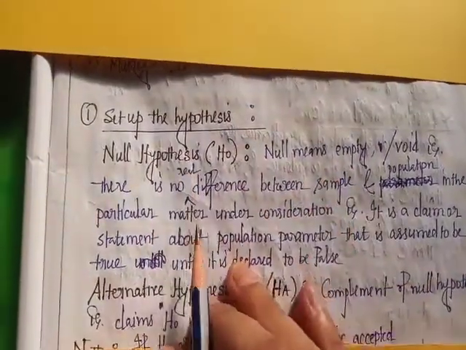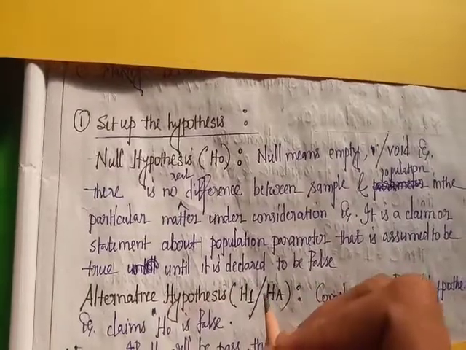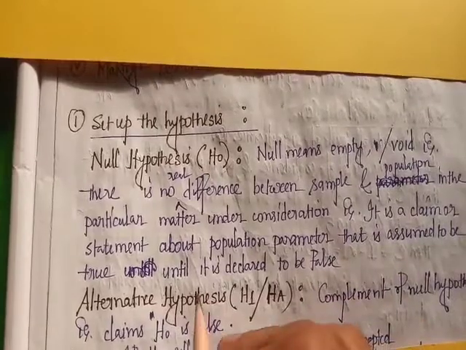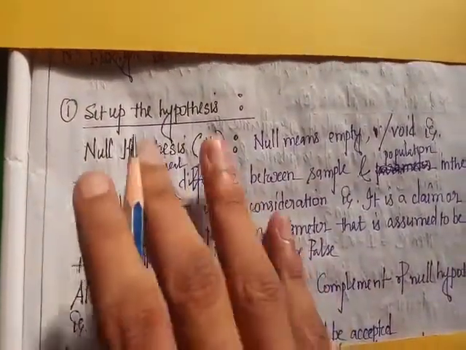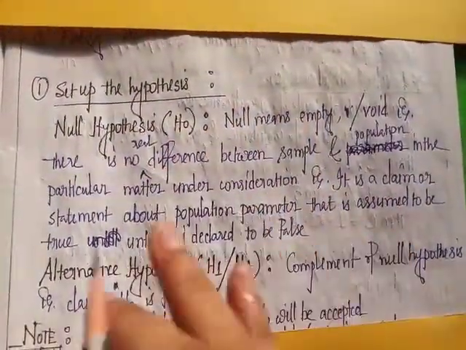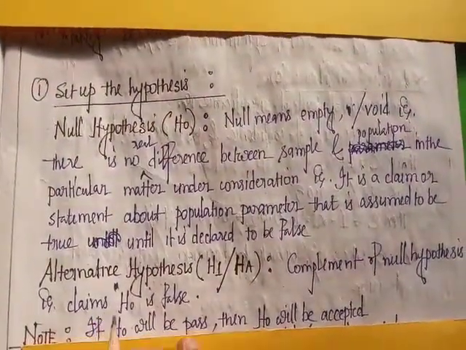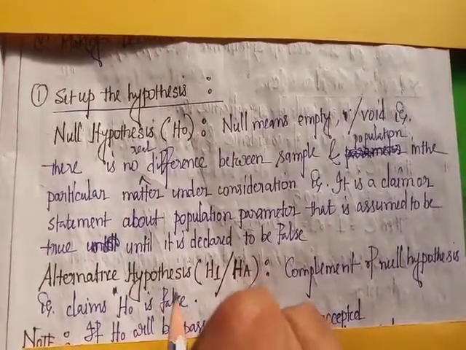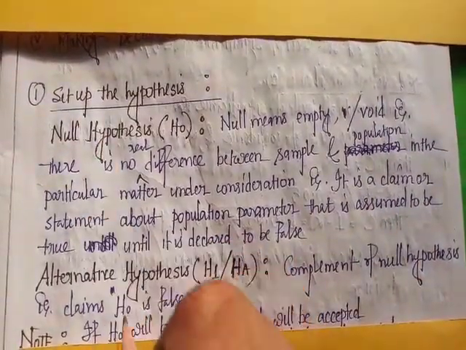The next one is alternative hypothesis. We denote alternative hypothesis by H1 or HA, H suffix A or H suffix 1. So H1 or HA means alternative hypothesis. The complement of null hypothesis is called alternative hypothesis, that is, it claims H naught is false. This is the complement.